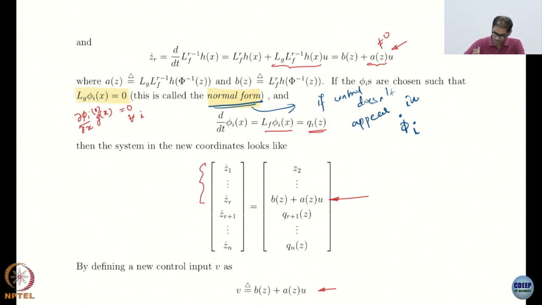Alright, so what do I have in the normal form? In the normal form, I again have this bunch of integrators, that doesn't change. Here control doesn't appear anymore, okay? Control does not appear here because I chose the phi's in a smart way, so that phi dot does not have the control. All right, does that make sense?